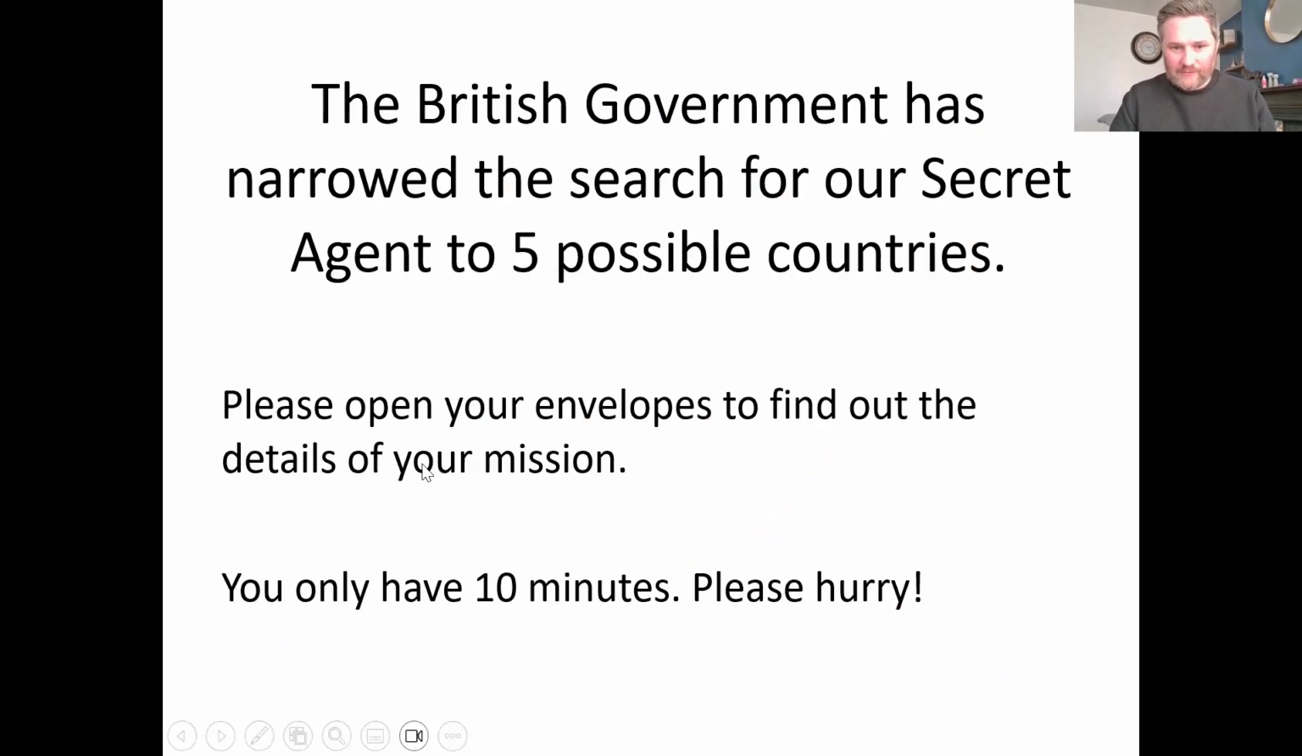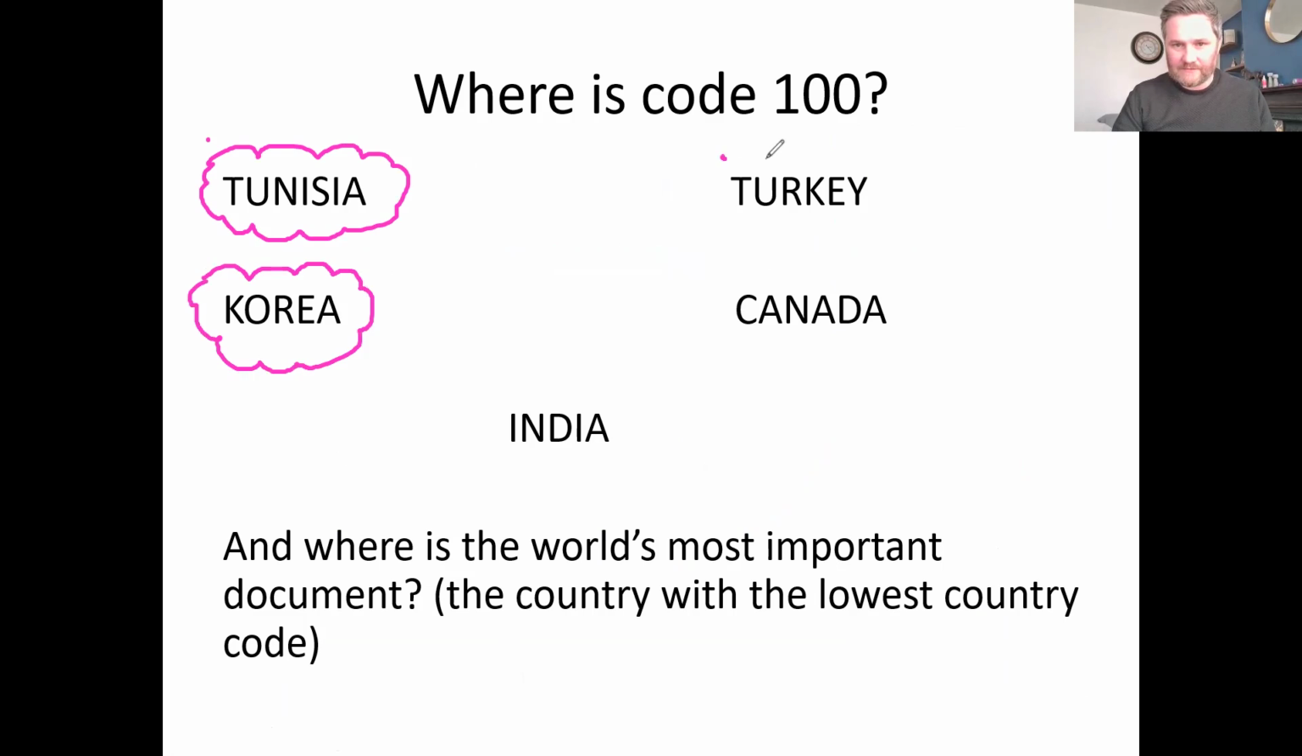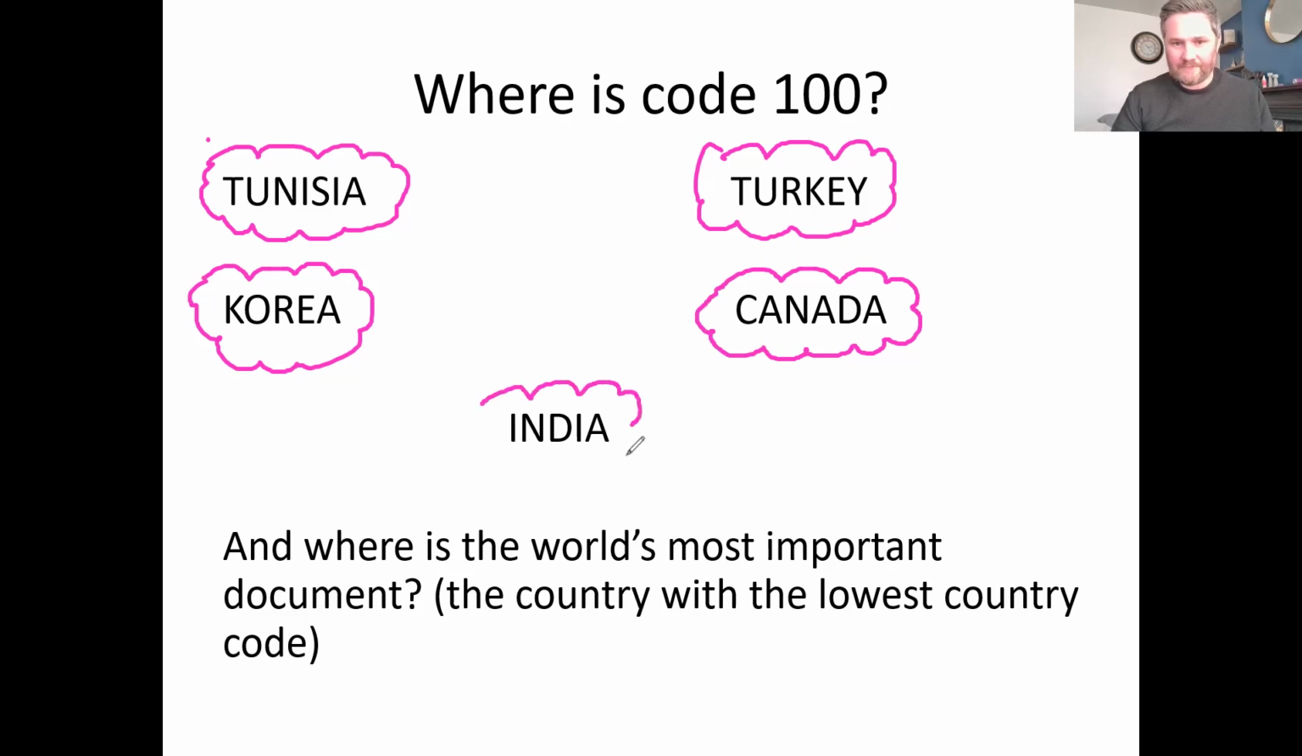So moving on to our problem. We've got 10 minutes, which is tough, so you can maybe go a bit longer than that. This is what we need to do. We need to figure out where is country code 100. You are going to think about these names of countries and try to see which one is country code 100. And then also which country would have the lowest country code. Remember, we're looking for code 100 and for the country with the lowest country code.